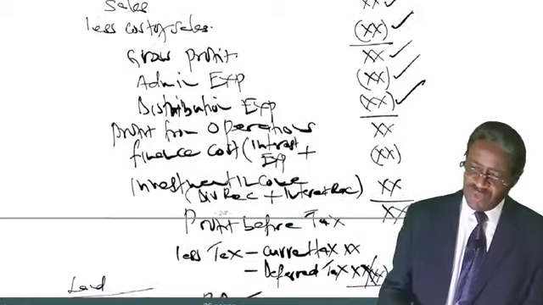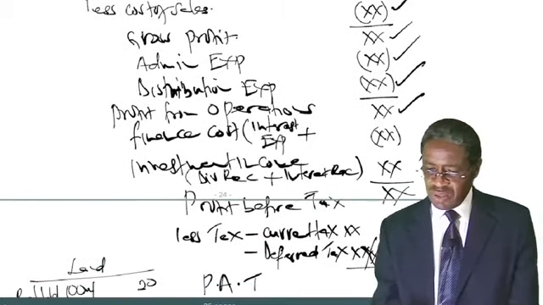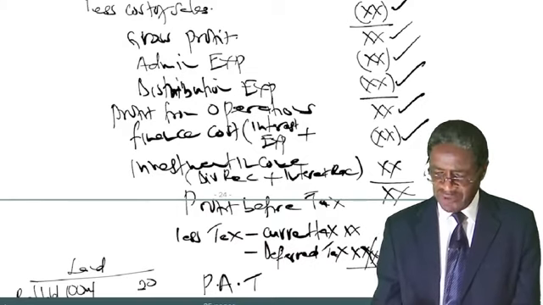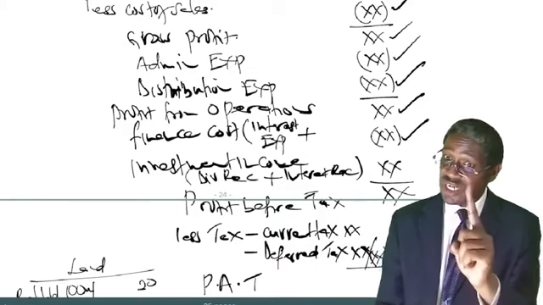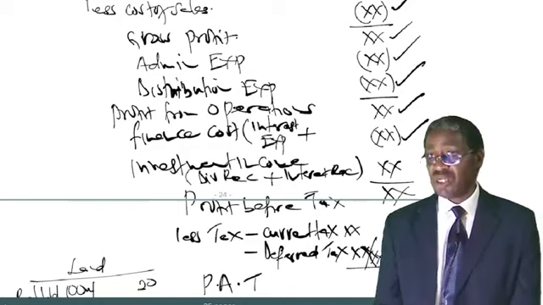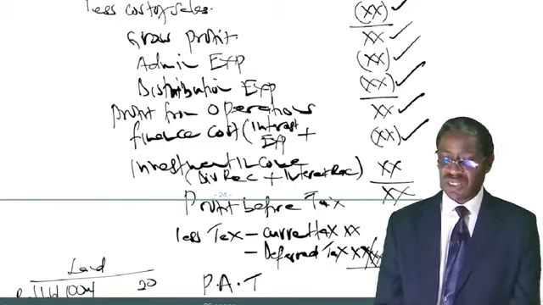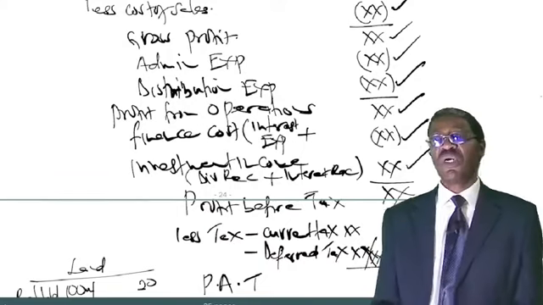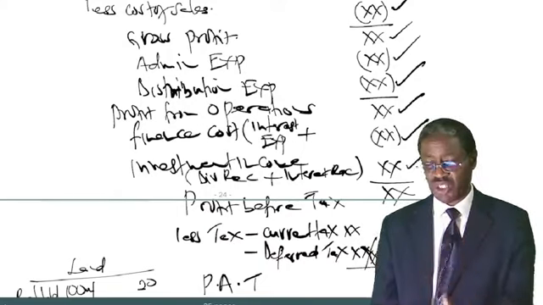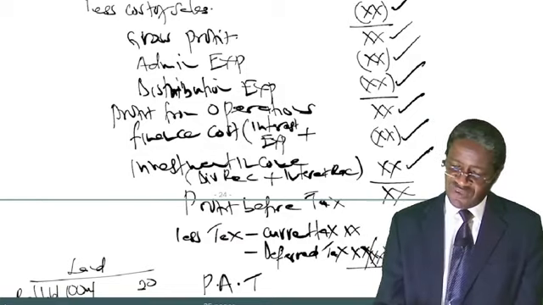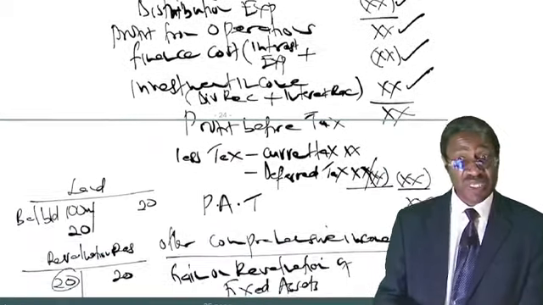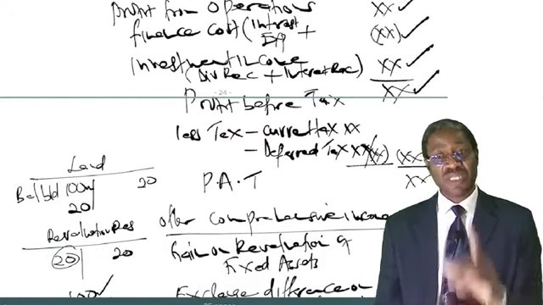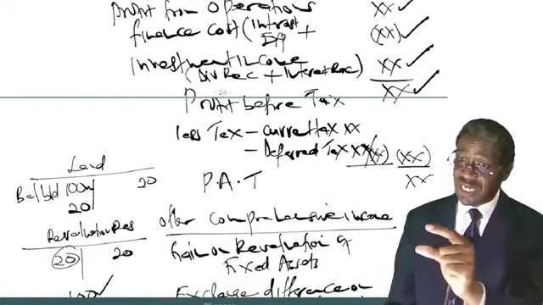Then you get the profit from operations. You minus finance costs. I've just given you one example of finance costs, and that is interest. I'll talk about another example of finance costs in a short while. Then after you have done that, you bring in investment income. Then you get the profit before tax. Then you minus the tax expense.